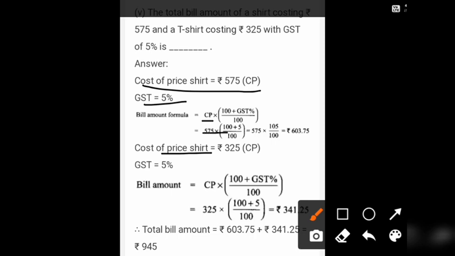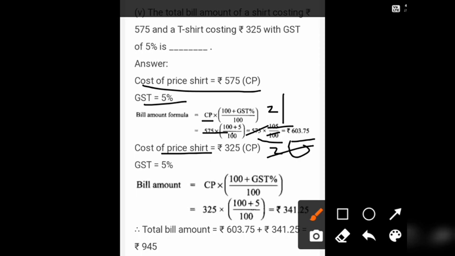Cost price is 575 into 100 plus 5, 105, divided by 100. Here using cancellation, this is 21 times, this is 20 times. Again this and this cancel, we get totally 603.75.